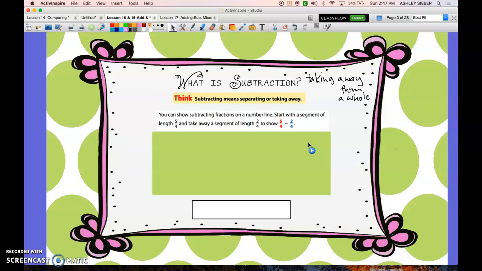You can show subtracting fractions on a number line or with a picture. You're going to start with a segment of 5/4 and then take away 2/4 to show 5/4 minus 2/4. Let's look at what a picture would look like. I'm going to model a picture. I know it needs to be broken up into fourths because my denominator is 4. And I need to start with this number here. This is my total. So I'm going to color 5/4. 1, 2, 3, 4. I don't have enough, so I need a new whole. Don't connect these. They're 2 separate wholes.